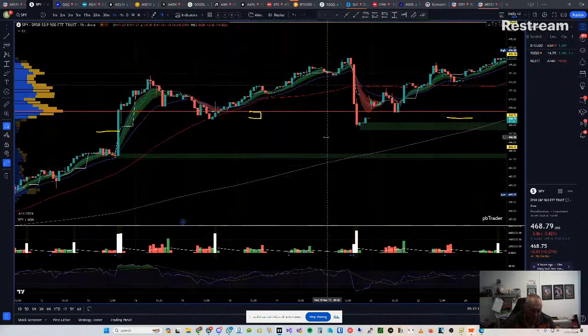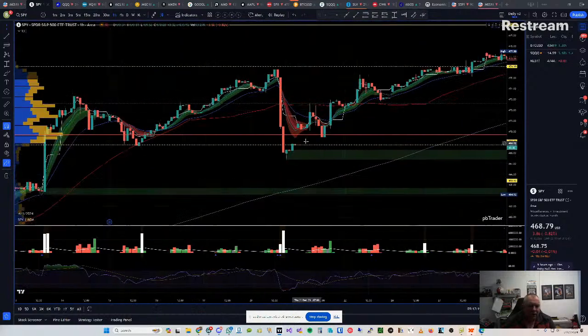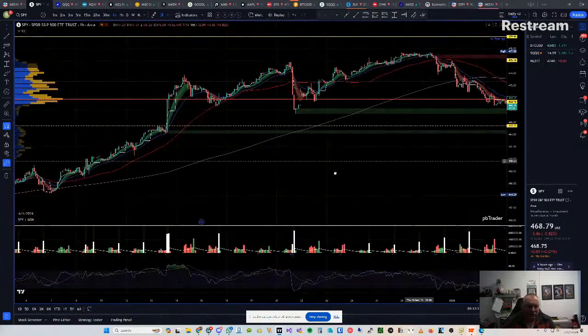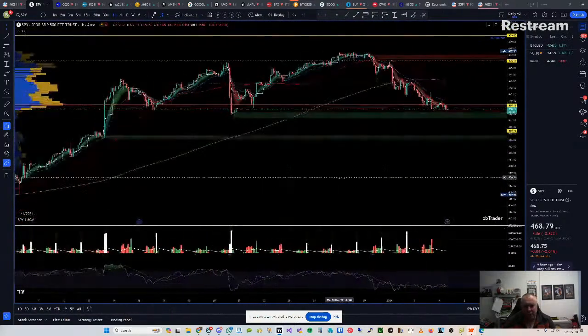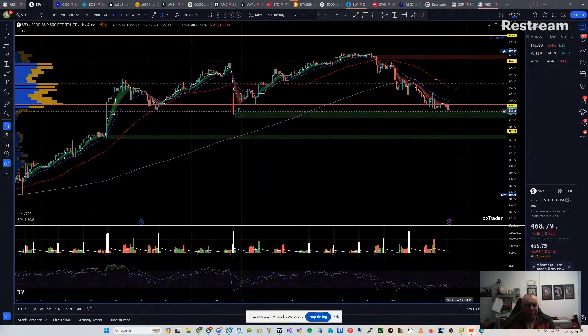It's more of an area of note rather than a line in the sand. So that's why I say I'll be watching this area for a bounce rather than watching 464 for a bounce. So that's all I'm watching there, same as ES, Qs.